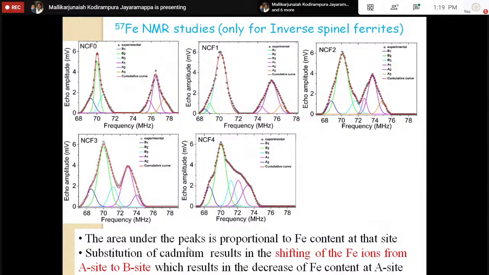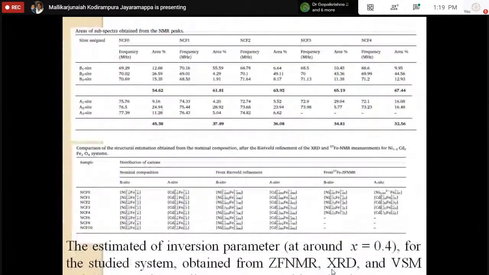The area under the peak is proportional to the iron content at that site, and substitution of cadmium results in the shifting of the iron ions from A site to B site, which results in a decrease in the iron content at A site. This A site and B site is familiar to us, and these are the finer details of this site distribution.